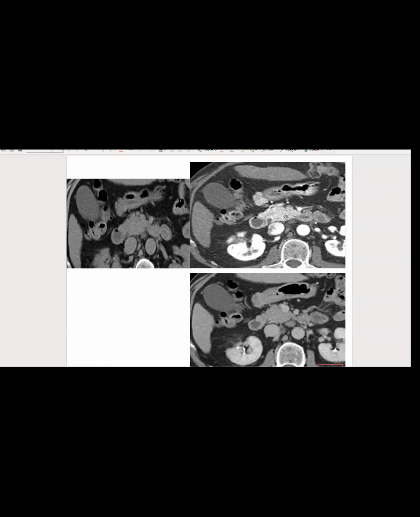I guess something to keep in mind is that ectopic pancreas can have all the same complications as the normal pancreas. So you can have pancreatitis and even adenocarcinoma, very, very rarely, but I just wanted to show these two cases.